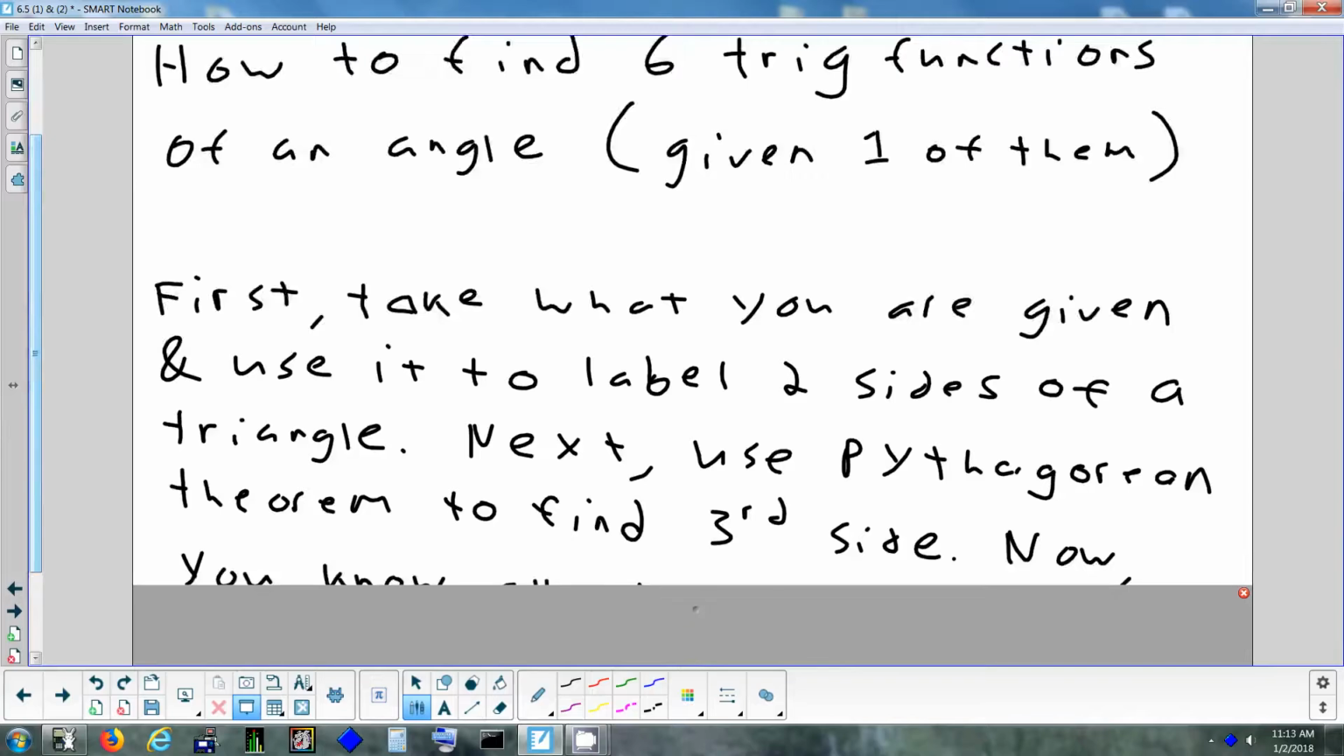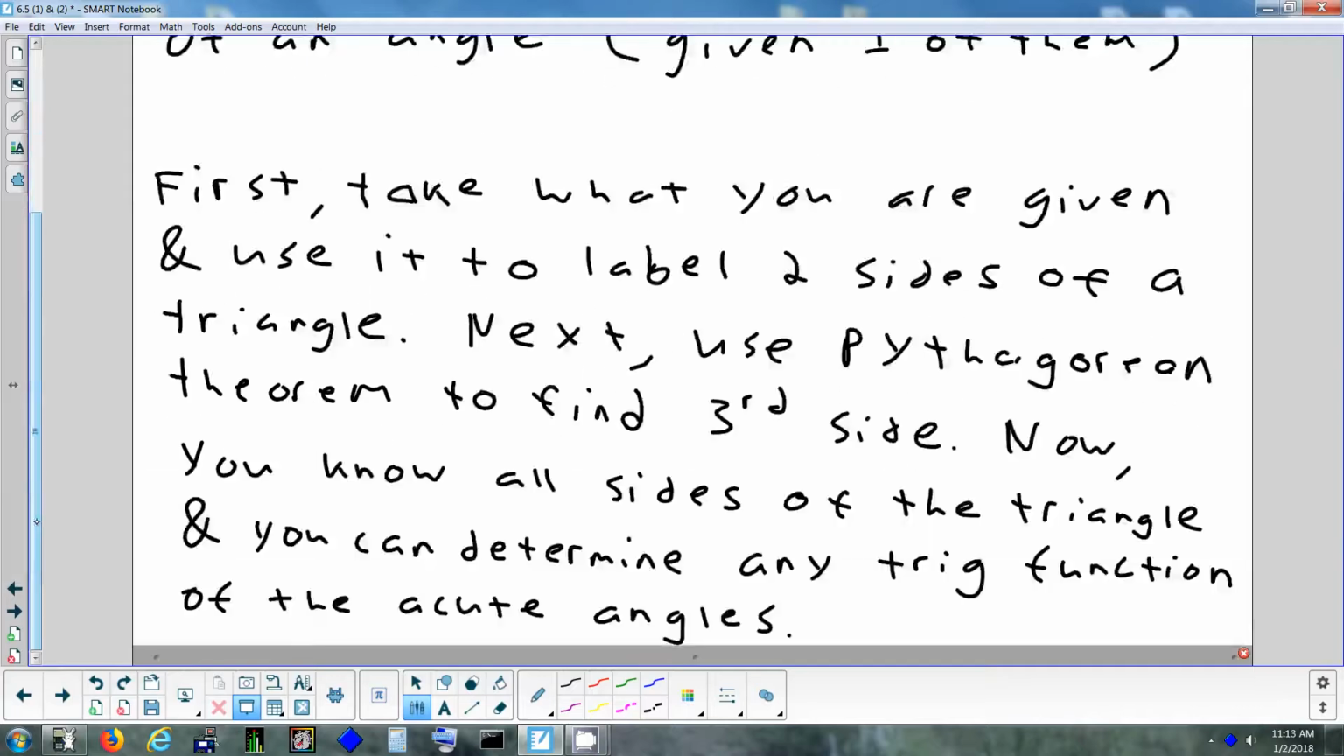Okay, so take what you're given, make a diagram with those 2 numbers, use the Pythagorean Theorem to get the third side. And you don't have to write the last sentence, but now you know all the sides, so you can find anything you want.